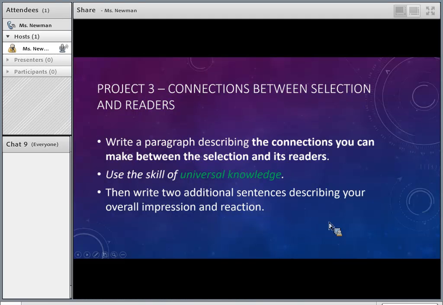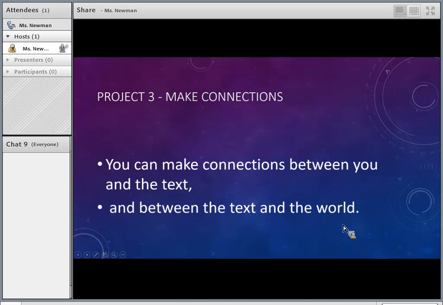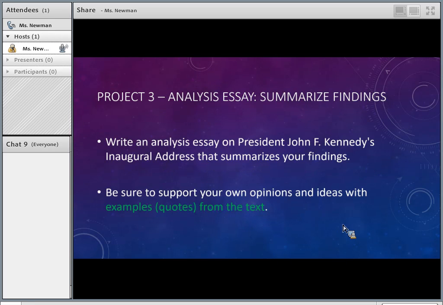So each day you're breaking it down and focusing on a different aspect of the speech, right? We have the main idea, organization, purpose, connections. Then the last day, it's going to ask you to put it all together. Let's take a moment and look at making connections. Just a reminder, you can make connections between you and the text and between the text and the world.